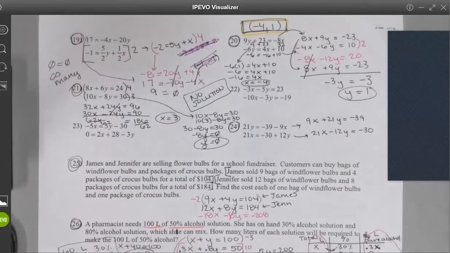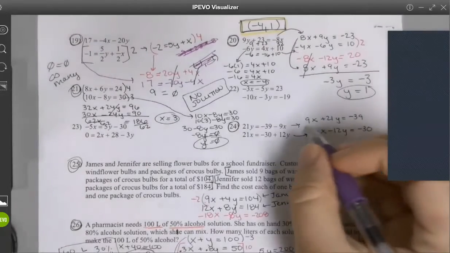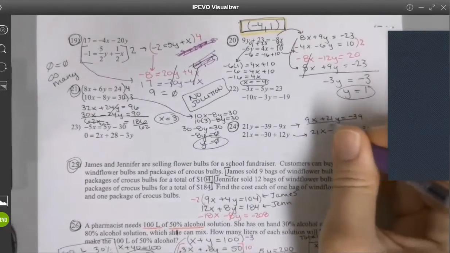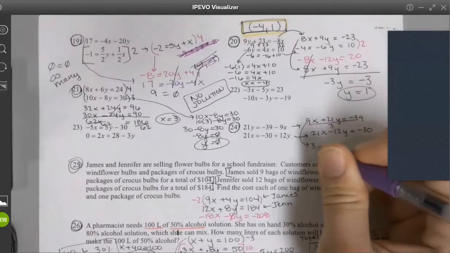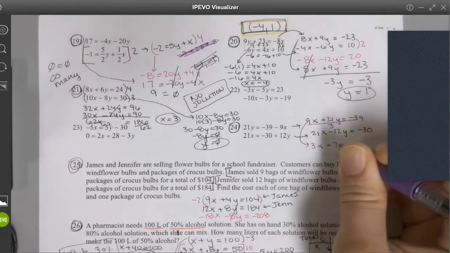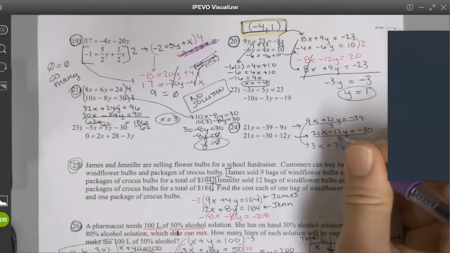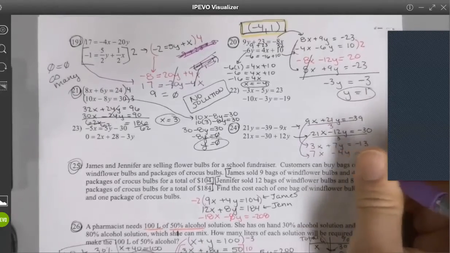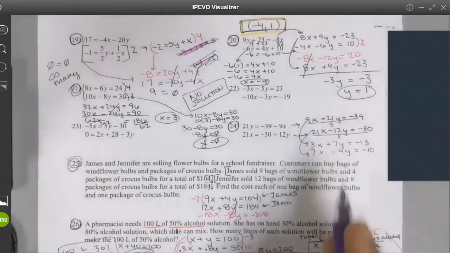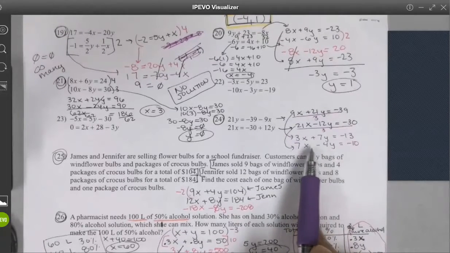And then what I did to have smaller numbers to work with is I divided, 3 goes into all of these. So I just divided it all by 3 or multiplied by a third and rewrote this equation as 3x plus 7y equals negative 13. And I did the same here. I just multiplied by a third, looked at a third of that, just so I had smaller numbers to work with. Okay, so you can always multiply by a fraction, or in other words, divide.